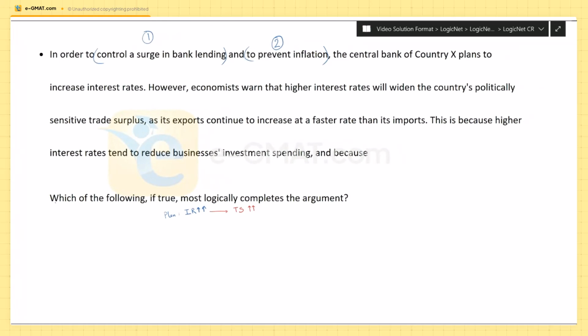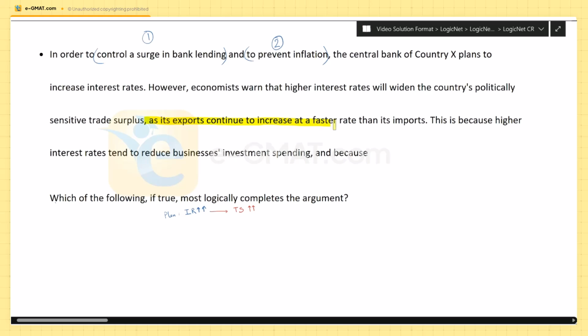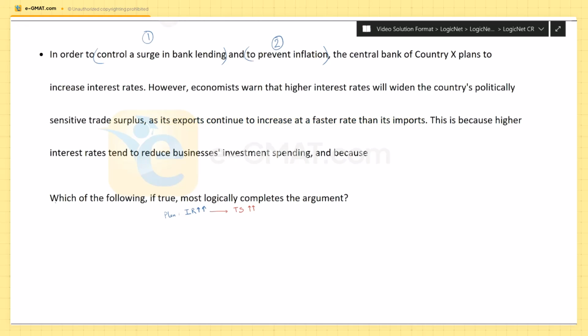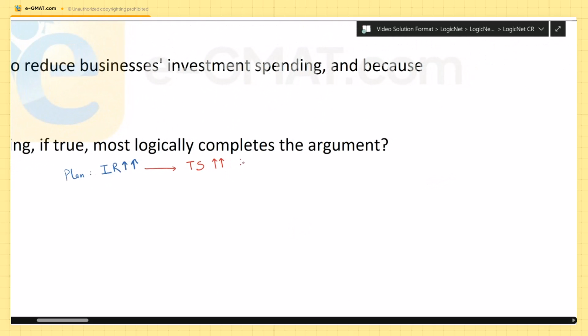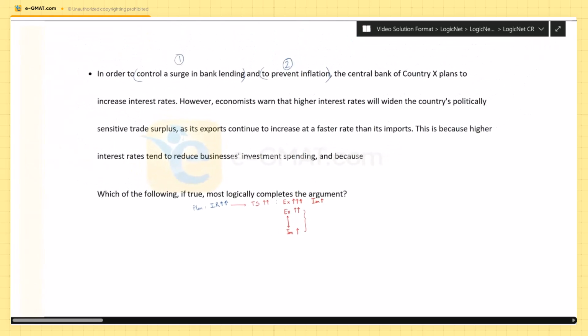Okay. As its exports continue to increase at a faster rate than its imports. So the economists link the increase in exports compared to imports with the widening of the trade surplus. So most likely, the trade surplus is something which is related to the difference between the exports and imports. If, let's say, exports are higher and imports are not that high, then the difference between these two entities is probably related to the trade surplus. Let's read ahead.